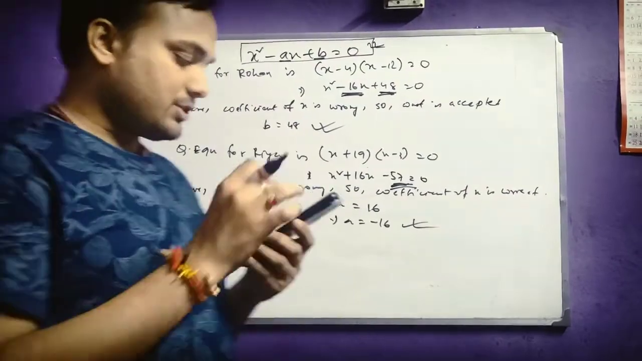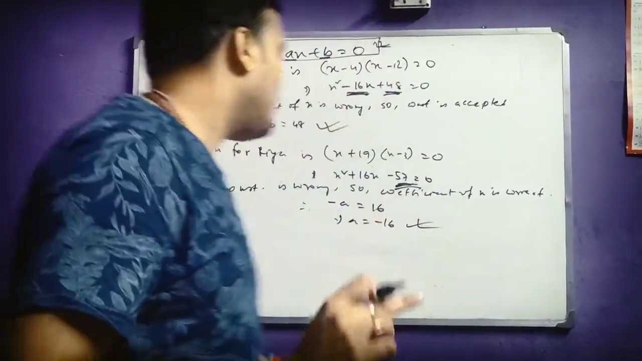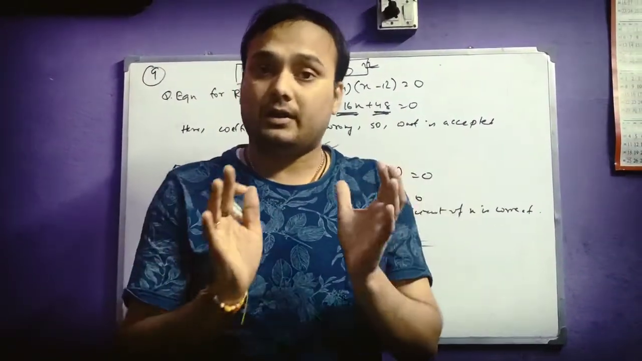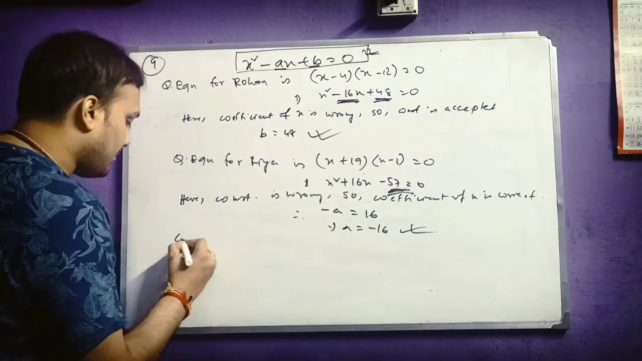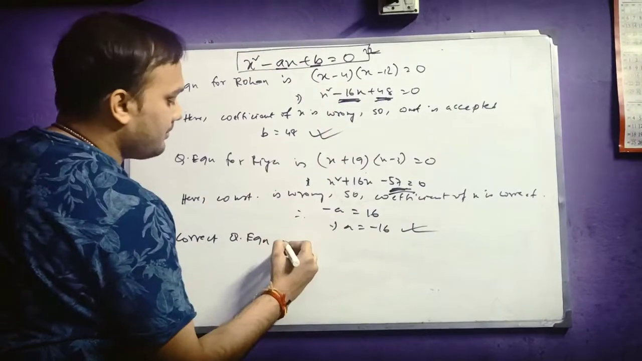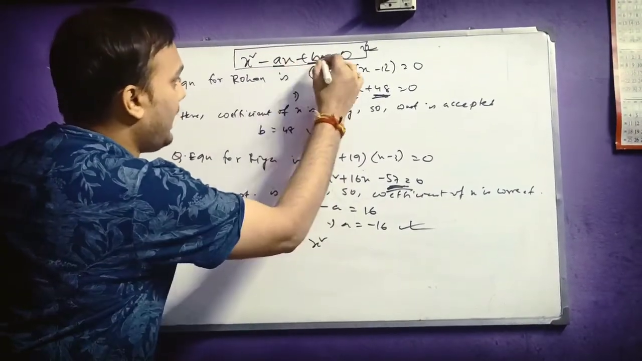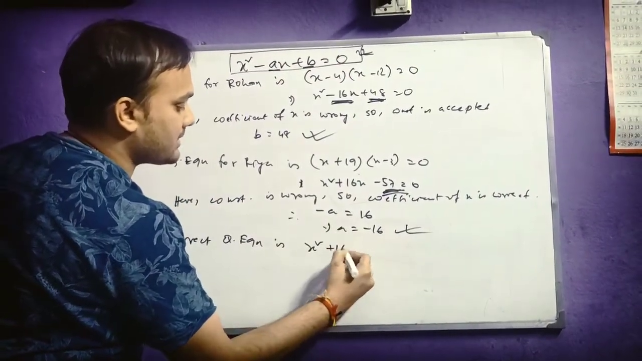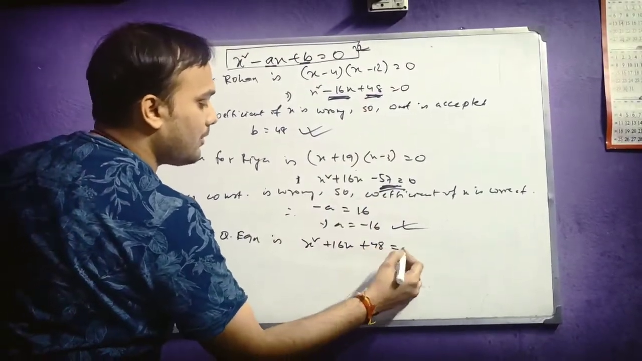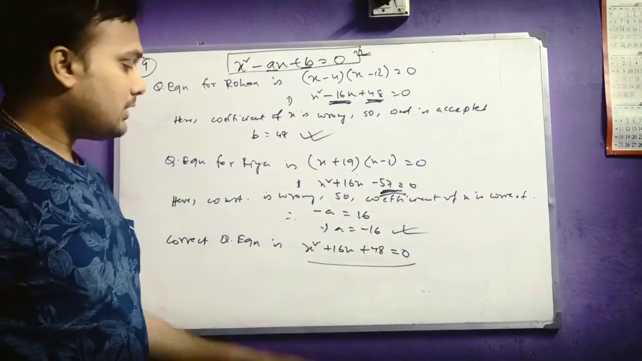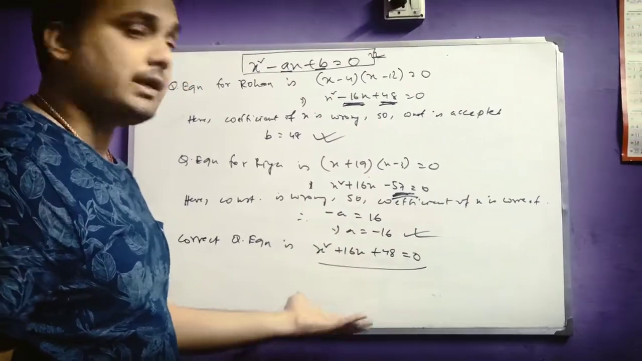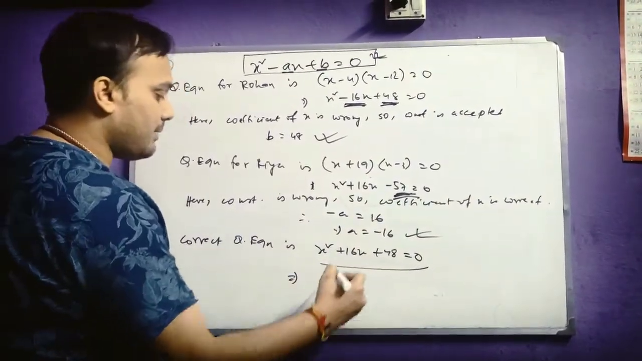Okay, now our main question is to find the correct roots of the equation. For finding the correct roots, first we have to find the correct quadratic equation. So the correct quadratic equation will be x square minus ax. A is minus 16, so it will be plus 16x, plus b. B is how much? 48. So plus 48 equal to 0. So this is the correct quadratic equation. If we solve this by the middle term or by taking the help of Sridharacharya formula, we will get the values of x. We can do it directly by the middle term only.